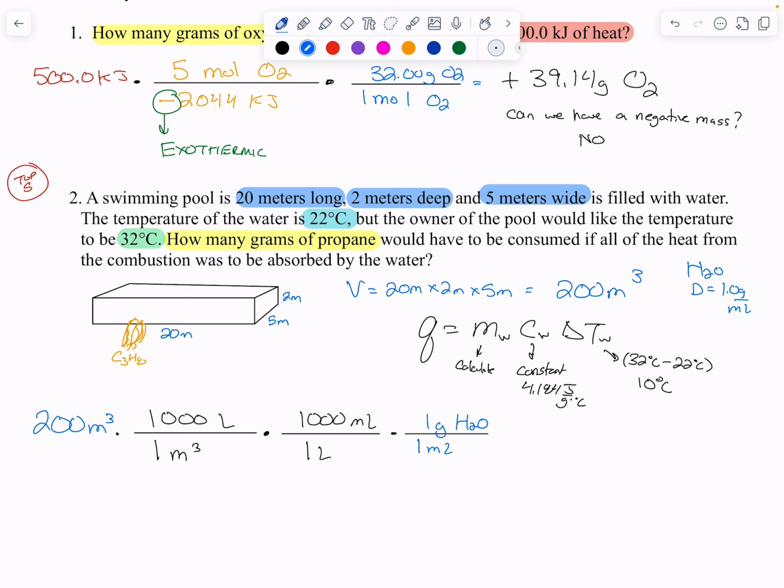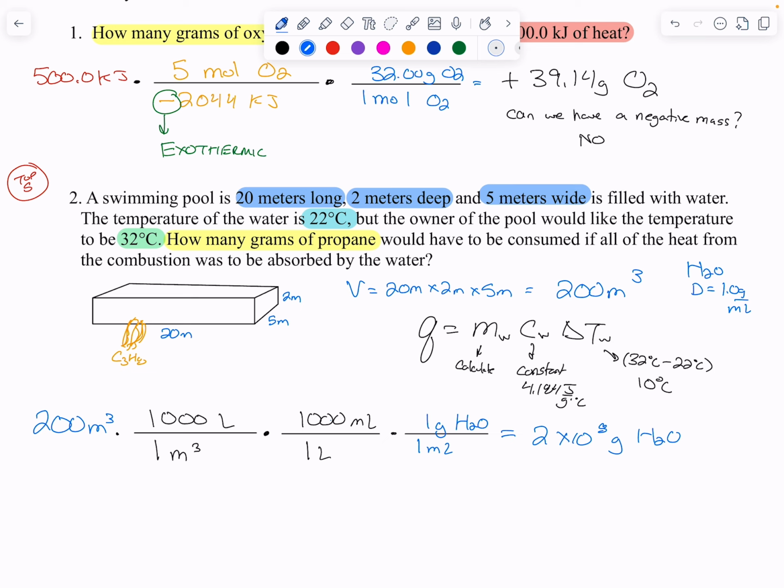All right? And so our mass of the water would be 2 times 10 to the what? 1, 2, 3, 4, 5, 6, 7, 8. 8 grams H2O. That's a lot of grams. That's 200 million grams. Swimming pools are pretty heavy. I mean, this is a big pool, right? 20 meters is long, like you can do laps in this pool.